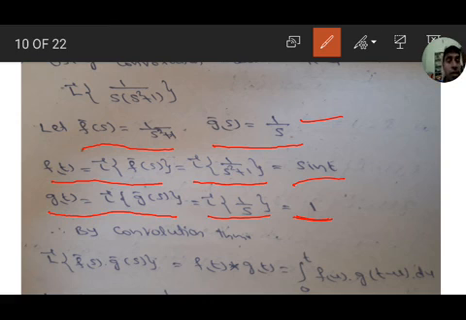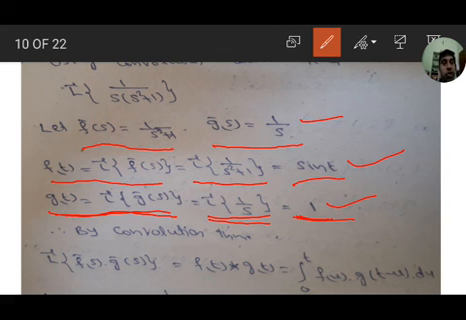Okay, here I have taken f bar s equal to 1 by s square plus 1 and g bar s equal to 1 by s. So f of t equal to L inverse of 1 by s square plus 1 equal to sin t, and g of t equal to L inverse of 1 by s equal to 1. It is f of t, it is g of t.